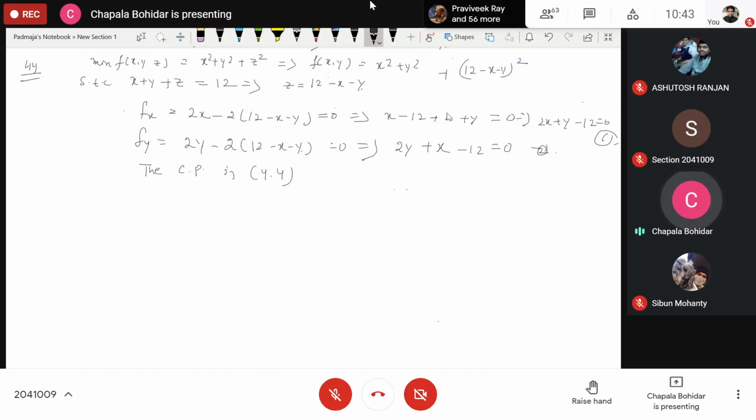So what is the value of z? If it is (4, 4), what is the value of z? 4. So what is the minimum value? Not necessary to show that. I'm saying the minimum value is 48. It is 16 plus 16 plus 16, then it is 48. Okay. Z is equal to 4. I have not calculated these two.